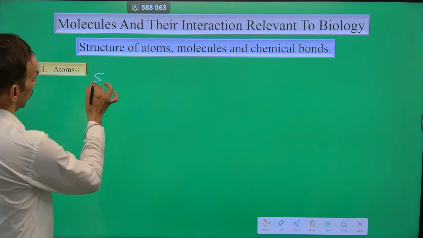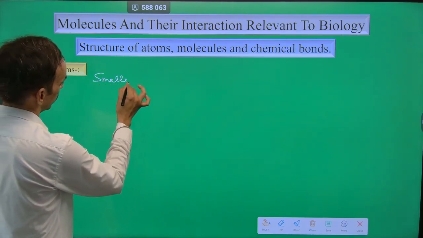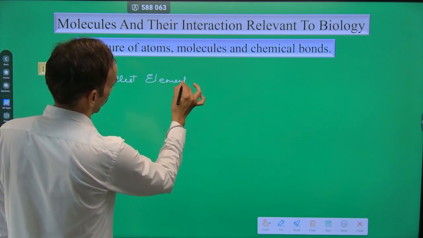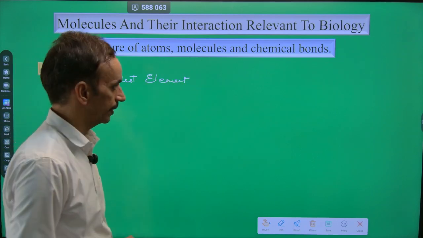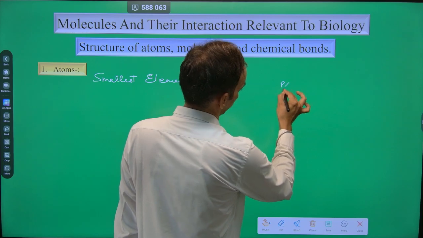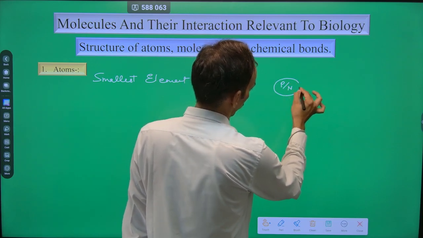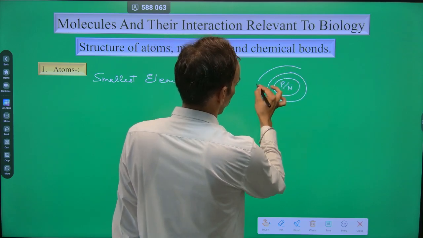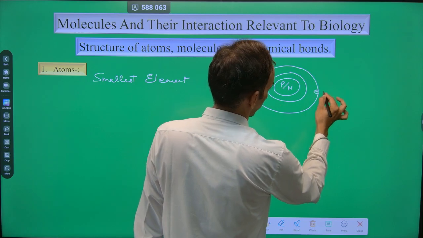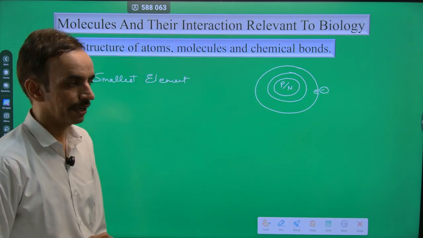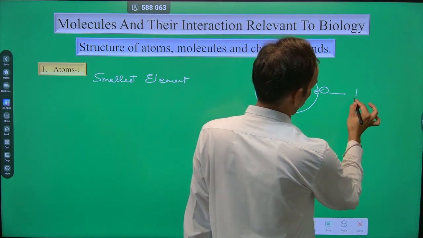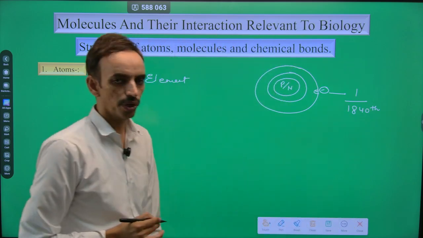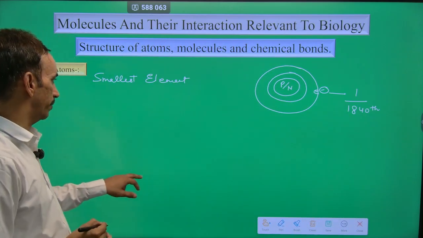Atoms, these are the smallest element which have their independent existence. The mass of the atom is concentrated in its nucleus in the form of proton and neutron, while the electron revolves around the nucleus in outer orbits. The mass of an electron is 1 upon 1840th of the mass of a proton or neutron, or we can say it is negligible.